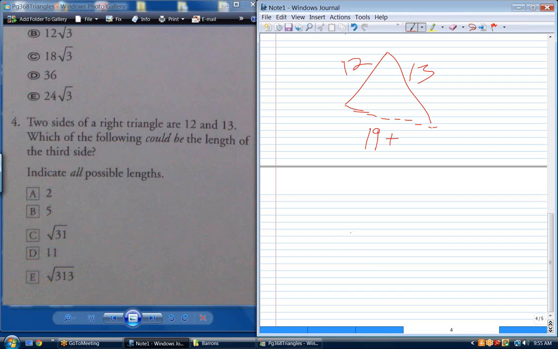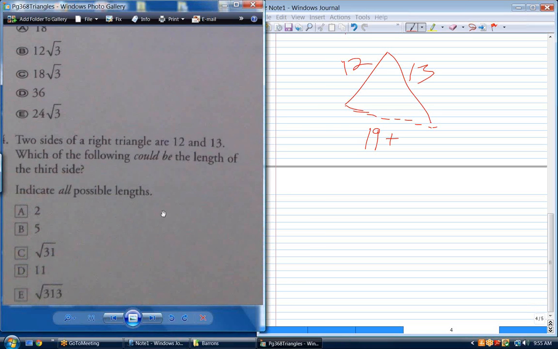But the rule for triangles is what? That the third side has to be bigger than the difference, but smaller than the sum. Correct. And it's any side, not just the third side. Any side of a triangle, no matter what triangle you pick, has to be greater than the difference, or less than the sum. Okay.